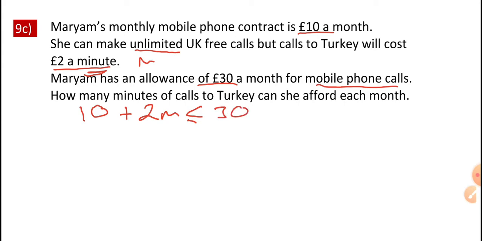But that's her budget. So if we solve this, we can find out how many minutes she can afford to call Turkey. So the first thing, we're going to find out what M is on its own. To do that, we can take away 10 from both sides. On the left hand side, 10 take away 10 cancels out, leaving us with just 2M. And on the right hand side, 30 take away 10 is 20. Now to get the M on its own, we have to go to the times 2 on the left hand side. So we divide both sides by 2.